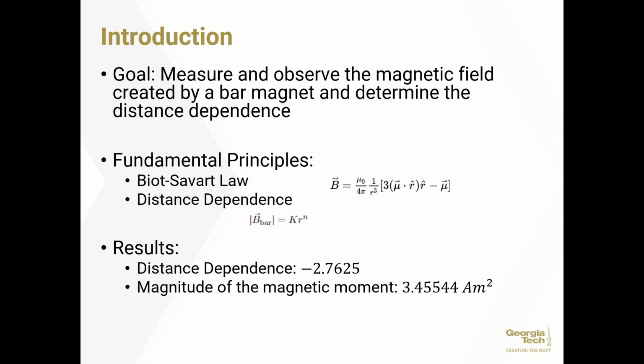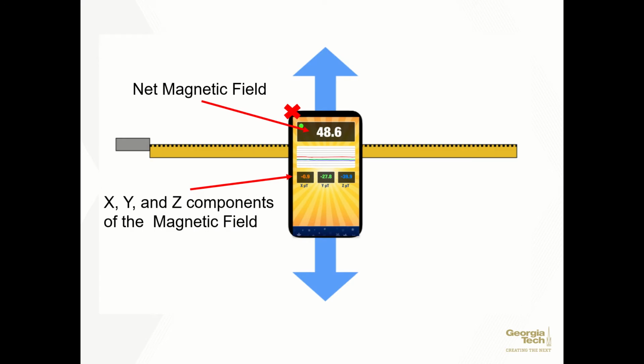The final results for Lab 3 were a distance dependence of negative 2.7625 and a magnetic moment of 3.45544 A·m². To obtain these values, I first had to download a magnetometer app onto my smartphone that could detect the net magnetic field and the X, Y, and Z components around the phone. The phone was placed in a location with no magnetic interference. The only magnetic field that was detected was the Earth's magnetic field, and to make sure of this, the net magnetic field had to be 48 microteslas, while the X component was 0.